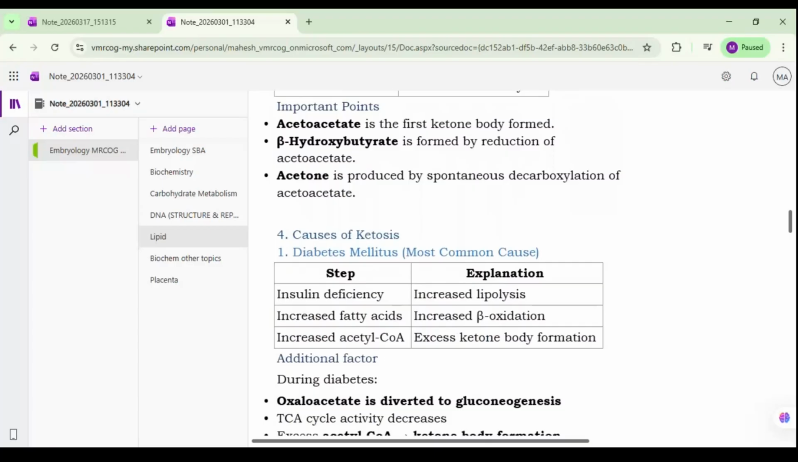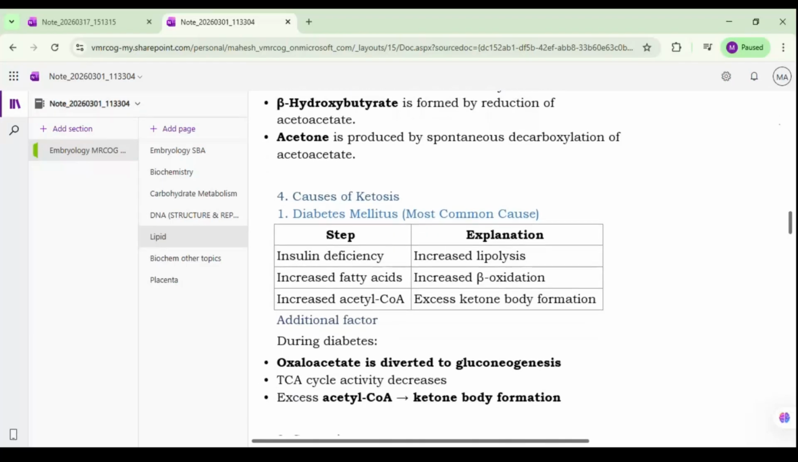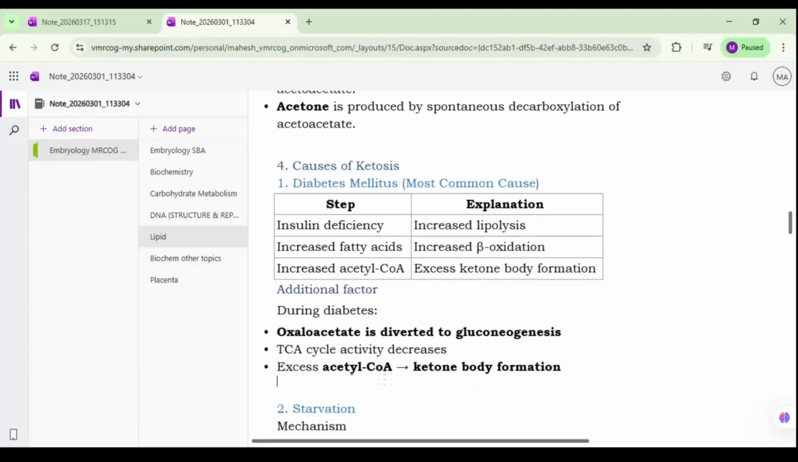There is a diversion to lipolysis. So there is increased lipolysis, so fatty acids are increased. They will undergo beta oxidation. Once they undergo beta oxidation, acetyl-CoA will be produced, and this acetyl-CoA will be diverted for the formation of the excess ketone bodies. Okay. Now there are other factors: the oxaloacetate is diverted to gluconeogenesis, TCA cycle activity is reduced, and excess acetyl-CoA will get converted into ketone bodies.